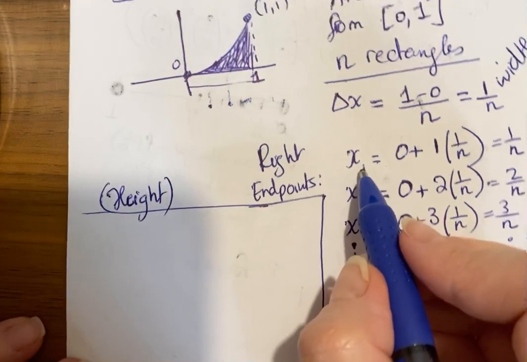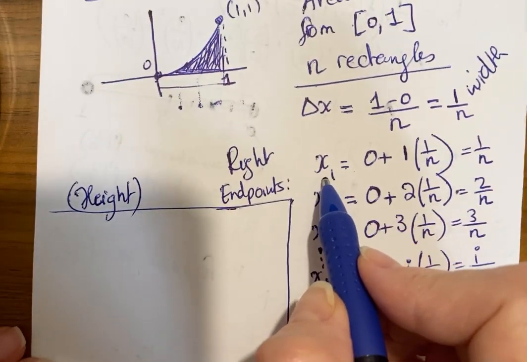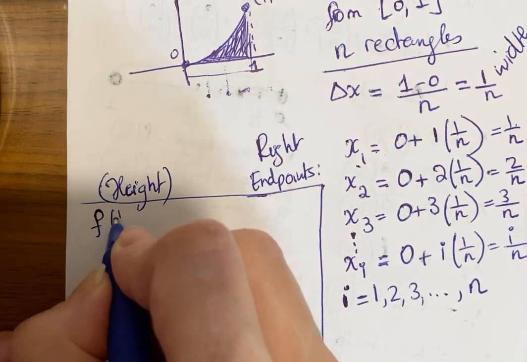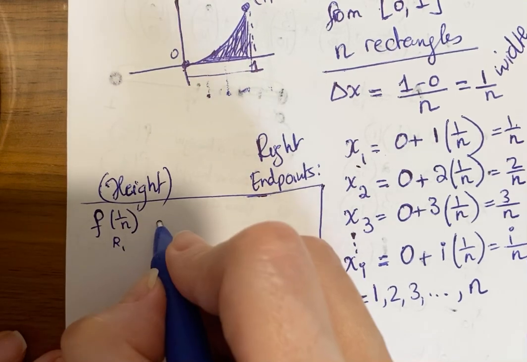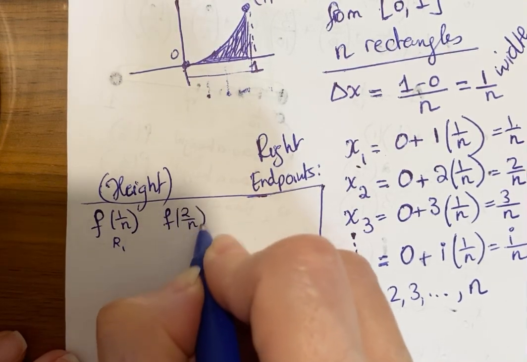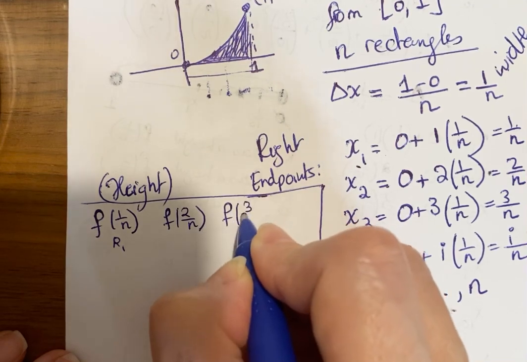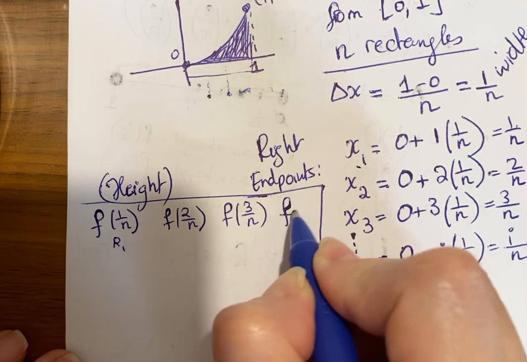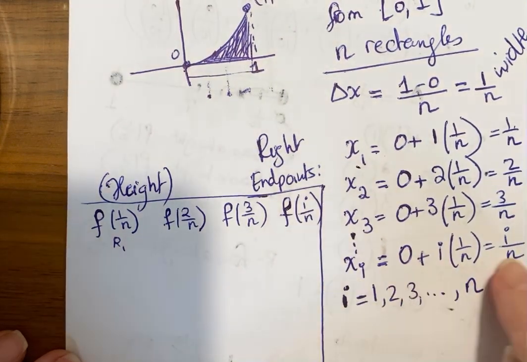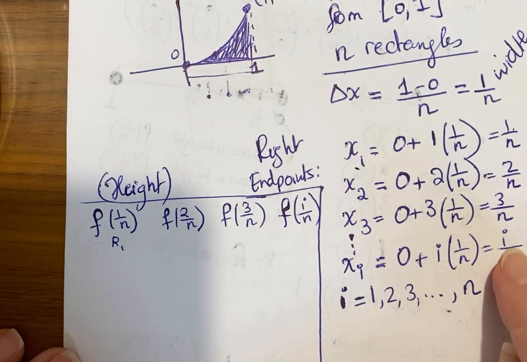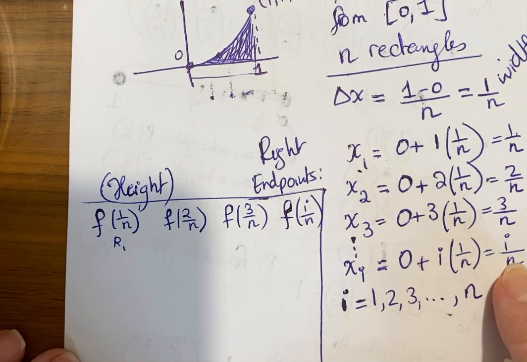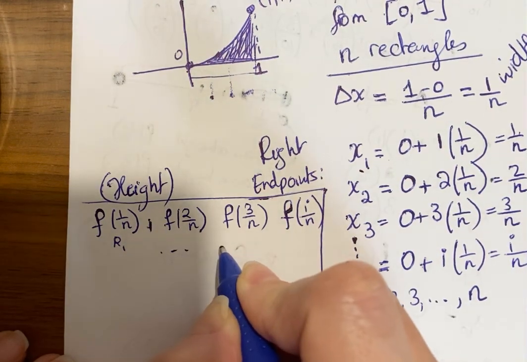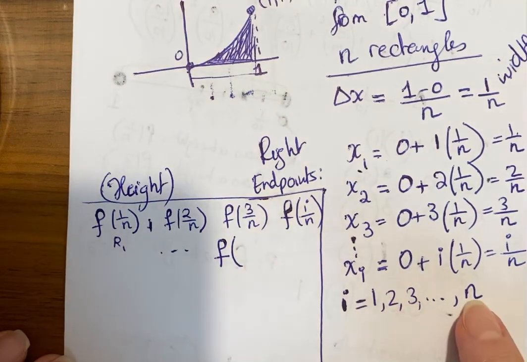See, the height of the first rectangle uses the first right endpoint, which is 1 over n. So the height of the first rectangle will be f of 1 over n. The height of the second rectangle will be f of 2 over n. The height of the third rectangle will be f of 3 over n. This means that the height of the ith rectangle is f of i over n, which is the function evaluated at the ith endpoint. What do I have to do? I have to continue doing this till I reach the height of the nth rectangle.